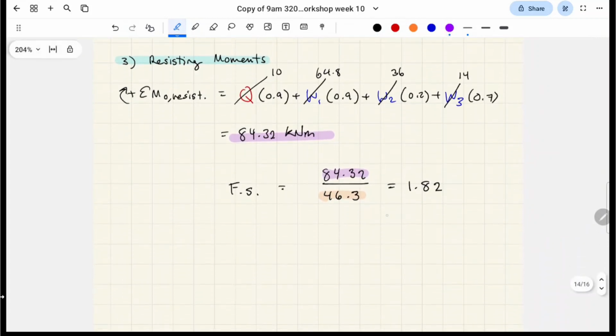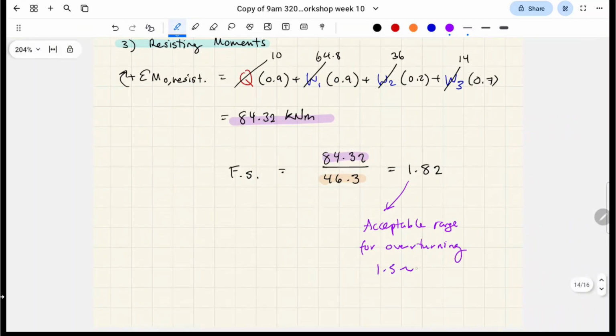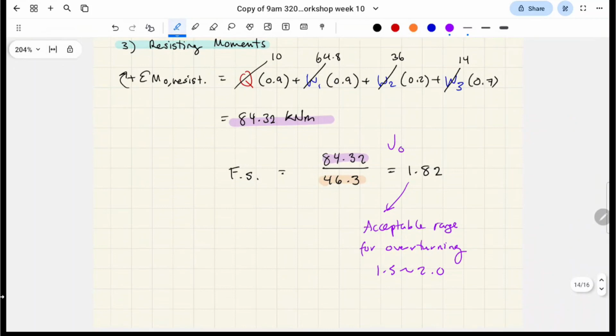So if you recall, the acceptable range for overturning was between 1.5 and 2. So this is okay. The idea is that if it's greater than 2, you're over designing it, spending too much money on concrete materials, all that stuff. If it's less than 1.5, it's not safe. It could collapse, right? Does that make sense, guys?